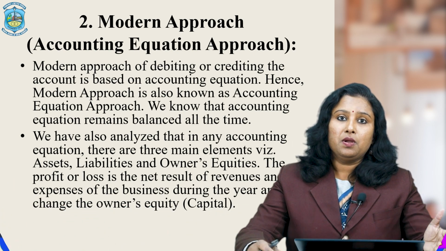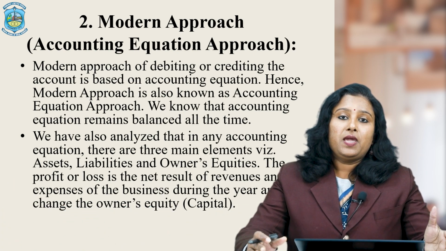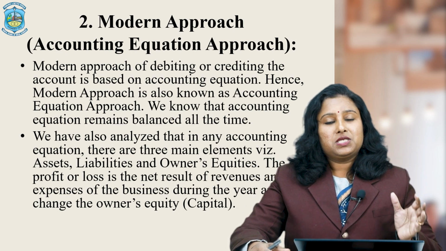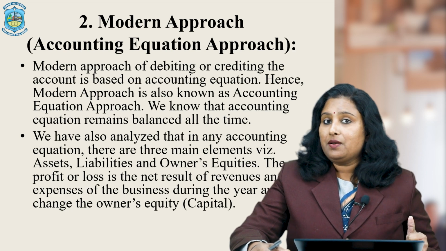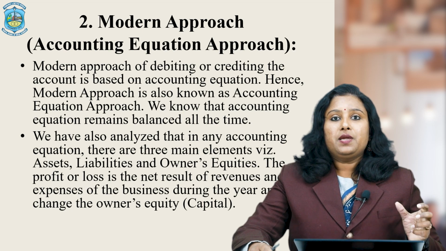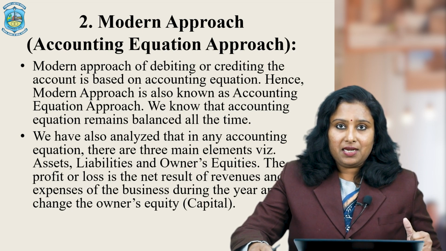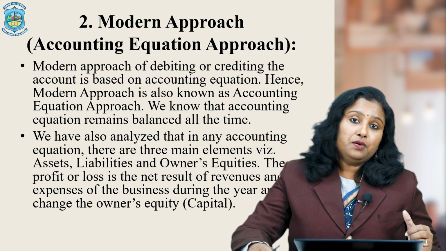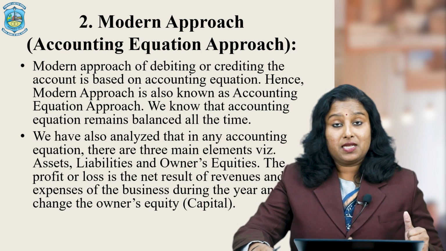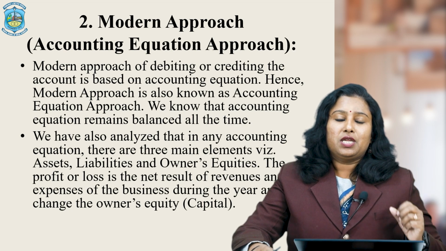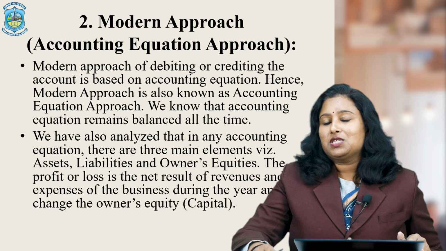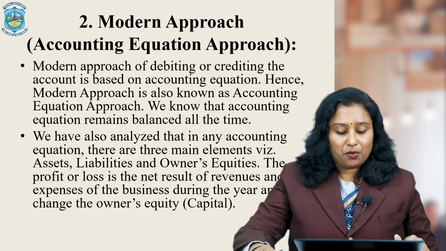As we all know, under the accounting equation, on the two sides of the equation, we have assets, which are equal to liabilities and owner's equity. Owner's equity is also known as capital. Owner's equity gets expanded or reduced because of revenues or expenses, or you may say the net result of revenues and expenses is submerged into the capital account or owner's equity. That is why this approach is known as the accounting equation approach.